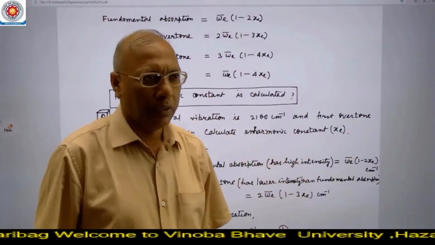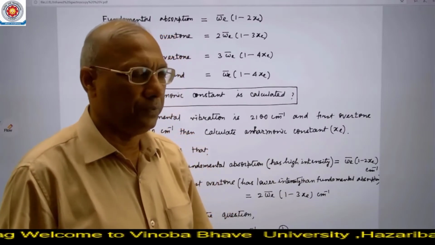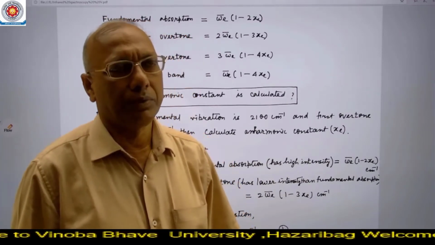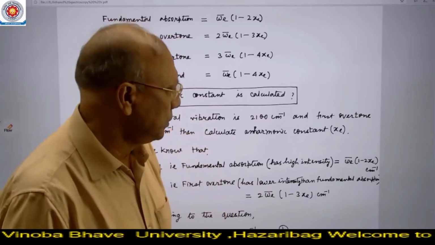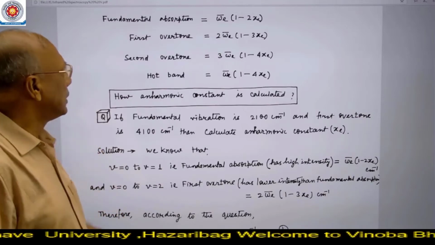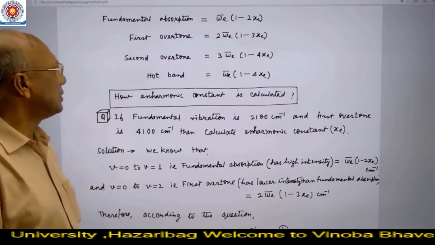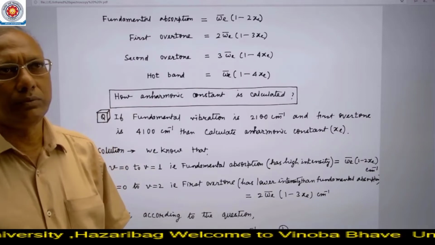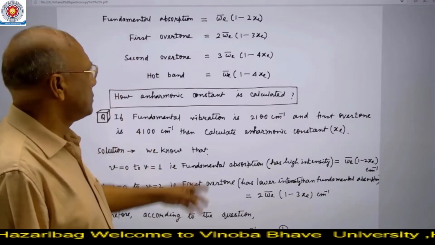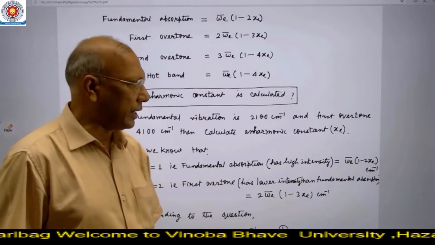Students, today I shall start the fifth part of infrared spectroscopy. In my last lecture, in the fourth part of infrared spectroscopy, I had discussed up to these terms, that is fundamental absorption, first overtone, second overtone and hot bands, etc. Also, these equations were derived.